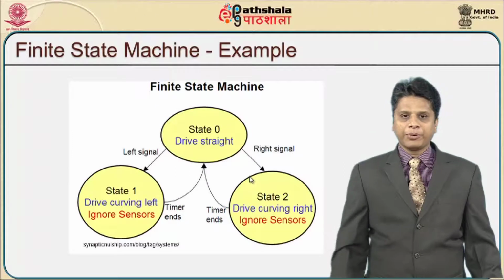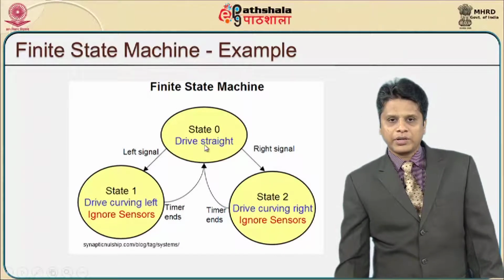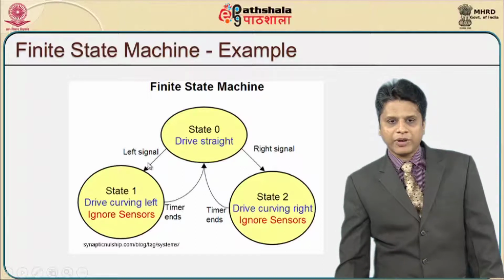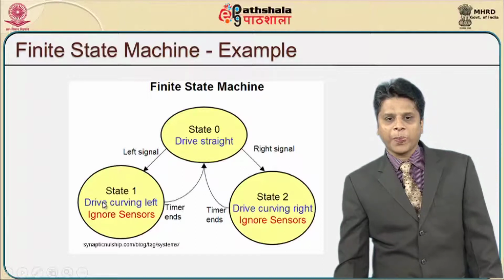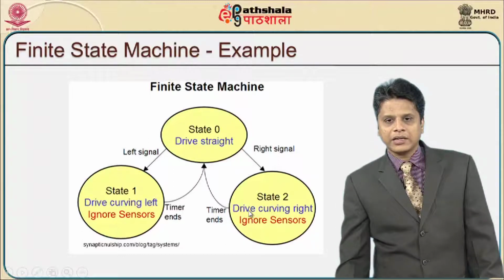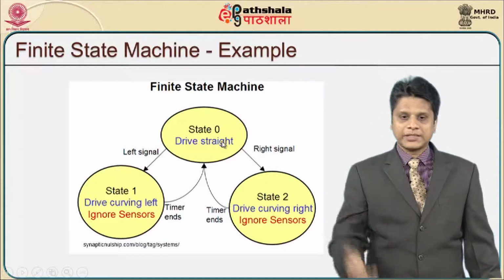As a specific example, in state 0, I will be in the drive straight mode. In state 1, I am changing my state from drive curving left and forgetting about the sensors. If I am turning left, then I am moving to one other state, and if it is a right signal, then drive curving right, forget about the sensors. So these are the three states that are possible, and when time ends, I will go back to the original state.